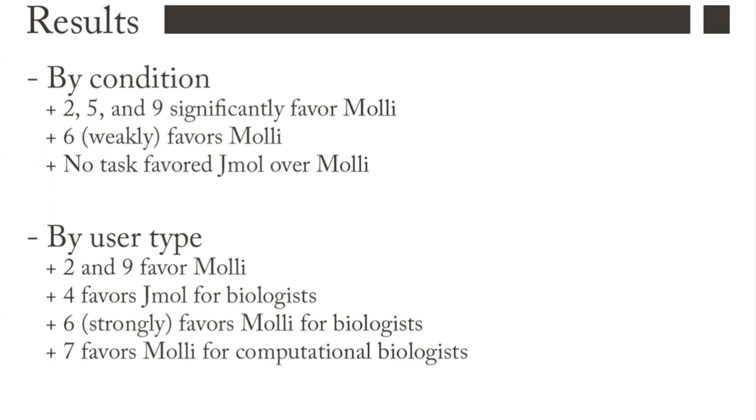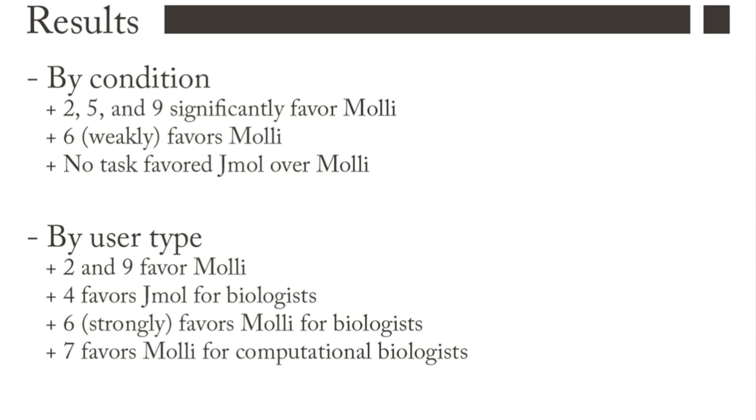Those tasks included changing the rendering style of a simple protein, task 2, hiding selections on a complex protein, task 5, and changing the rendering style of a very complex protein, task 9. Task 6, changing the color of a selection of a complex protein, shows weak statistical significance favoring Molli.